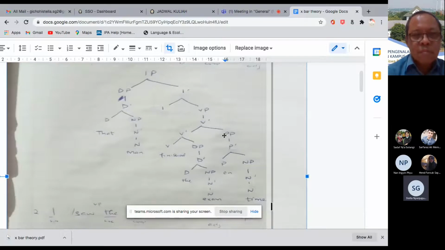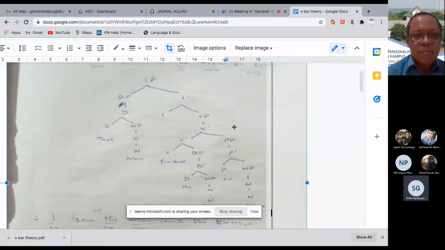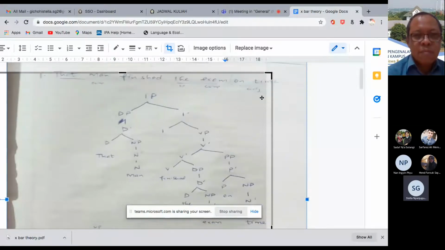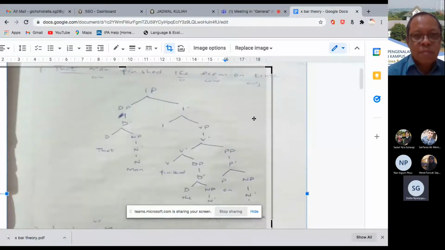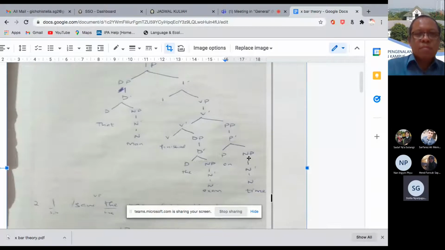So our prepositional phrase branches to the P bar, which branches to the preposition on, because we have on time. Time is a noun phrase. So the noun phrase branches to N bar, which branches to the N. So the man finished the exam on time.